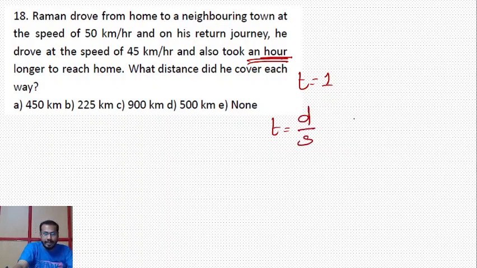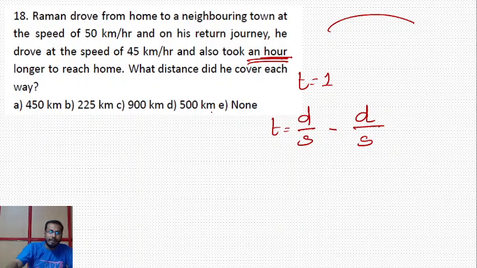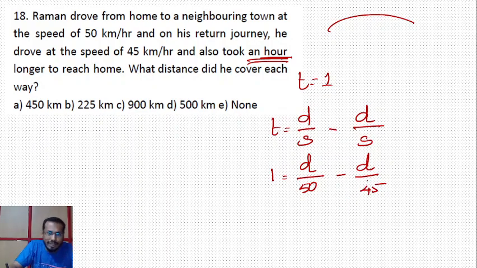Okay, this is for Raman, and another one, from one place to another place. And again, in the return journey, speed is different. Correct? The difference between these two is 1 hour. They clearly say that he took an hour longer to reach home because his speed was a little bit low compared to the A to B. So T is 1 hour, distance I don't know, speed is 50. In the return journey, the same distance he traveled at 45 kilometers per hour. So it takes 1 hour more, right, since the speed was reduced.